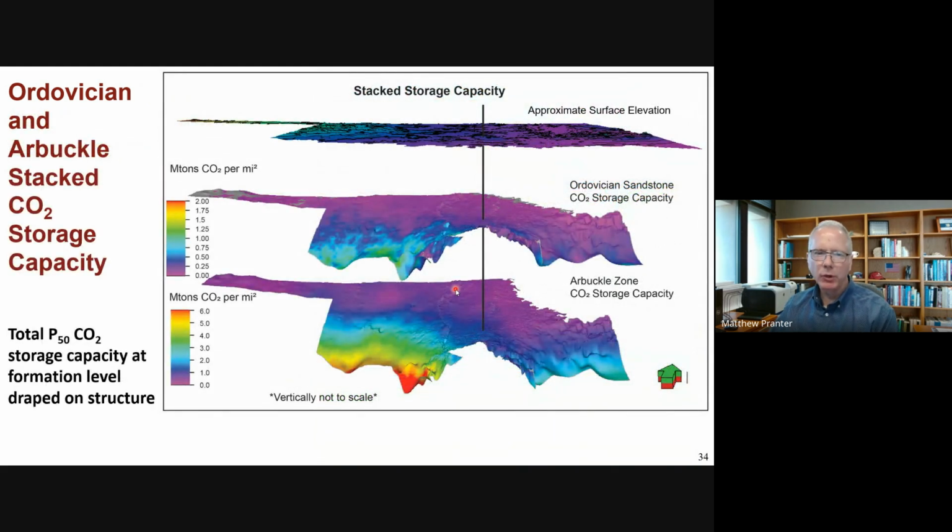And so if you look at what we've already talked about so far, this is showing the CO2 storage capacity per square mile for the Arbuckle and the Ordovician superimposed on the structure maps, but there's not a vertical scale imposed here. It's just to illustrate a point that there are areas within the central part of Oklahoma where you might be able to, with individual wells, inject in both of these different intervals. So, stacked storage capacity.